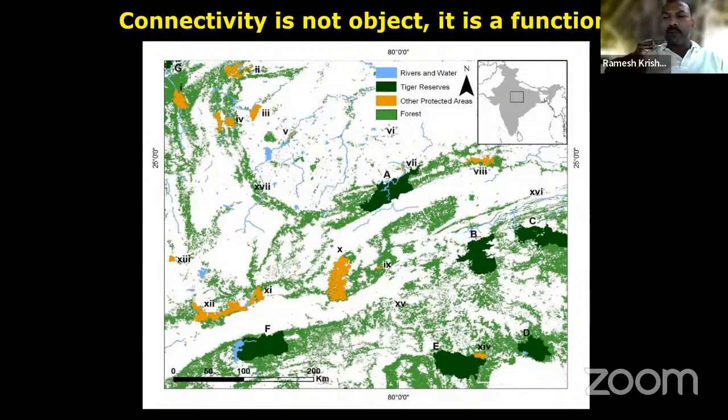If an animal is going from one place to another, it can use structural connectivity, or it can use an area where there is no structural connectivity but negotiate through even an alien environment. As long as they're able to make the connection, the connectivity does exist. As scientists and professionals, we are supposed to recognize this functional aspect of connectivity rather than putting so much weightage on the structural aspect. So please remember that connectivity is not just an object or structure, it is a function.